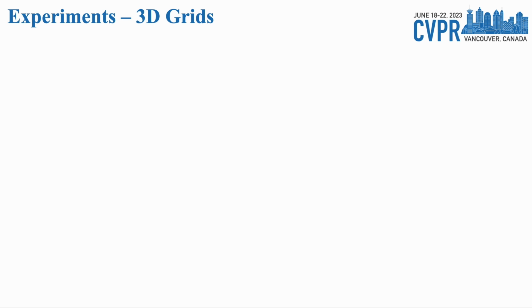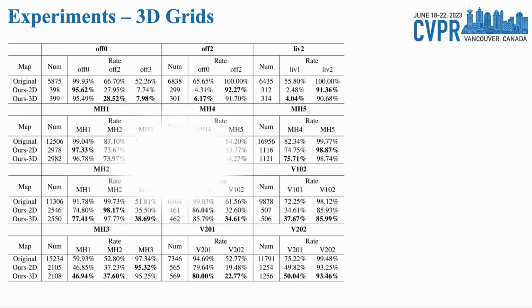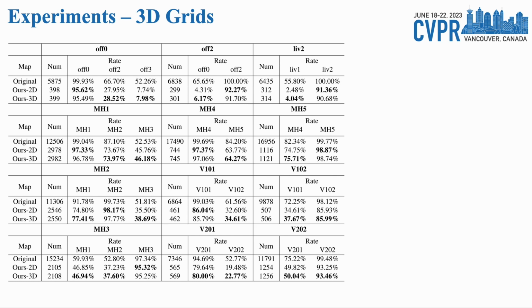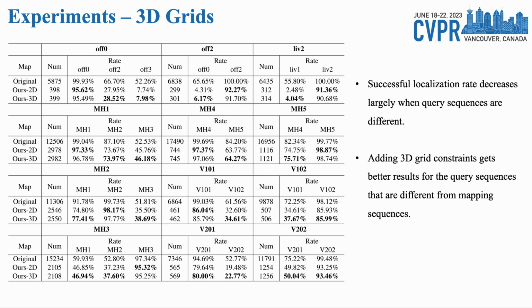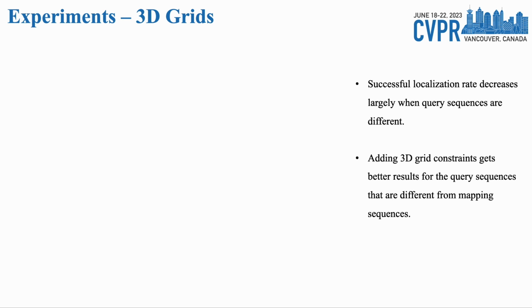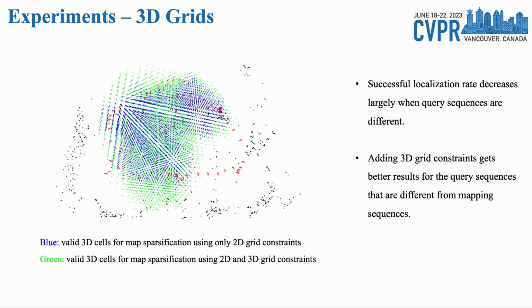We also test localization performance with different query sequences. We can see localization rates may decrease largely for query sequences that are different from mapping ones. By adding extra constraints for the whole space based on the 3D grid, the proposed method gets better results. Here we draw all valid 3D cells that contain enough visible landmarks of two different compact maps. It is clear that many more valid cells are kept when adding space constraints.